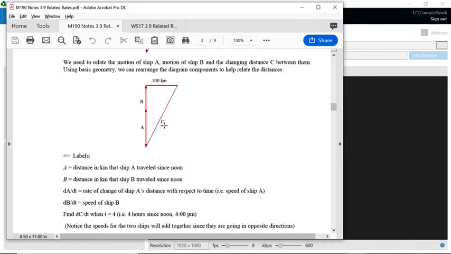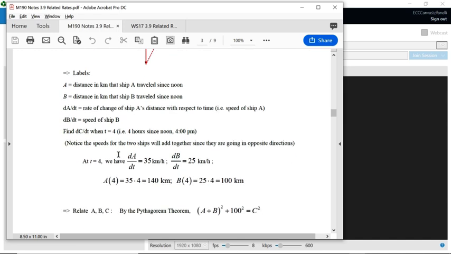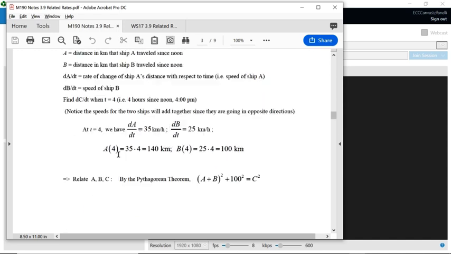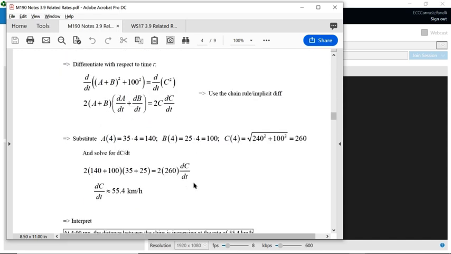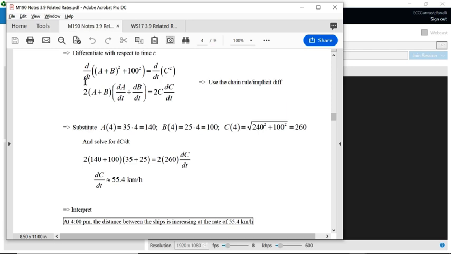So now the relationship between these three sides is given by the Pythagorean theorem, right? We have (a + b) squared plus 100 squared is equal to c squared as the general formula, and then we can take the derivative with respect to time of both sides. Implicit differentiation as well.